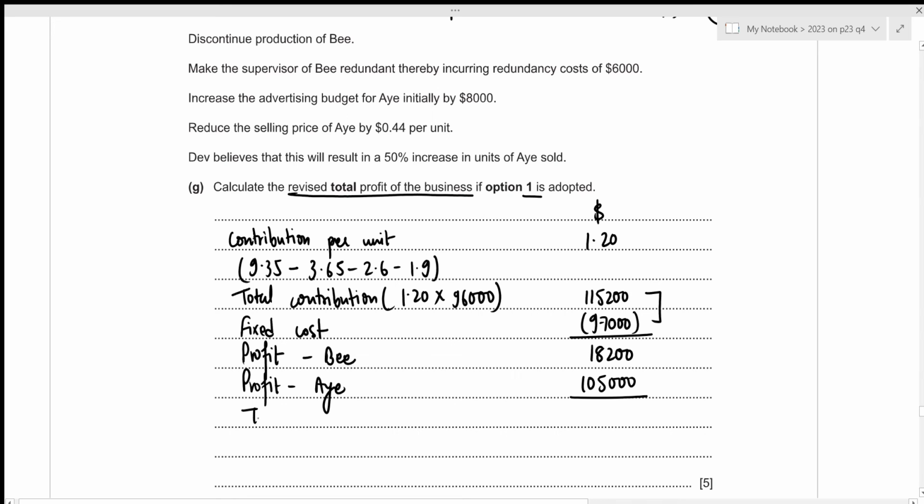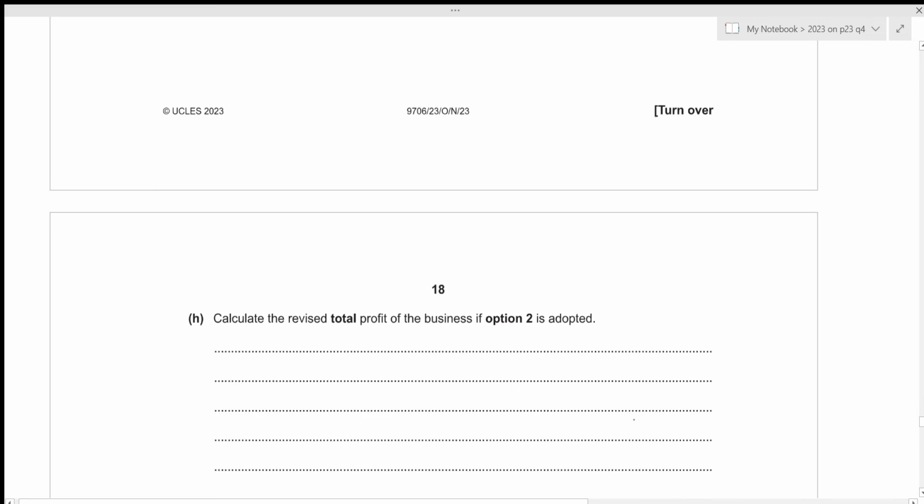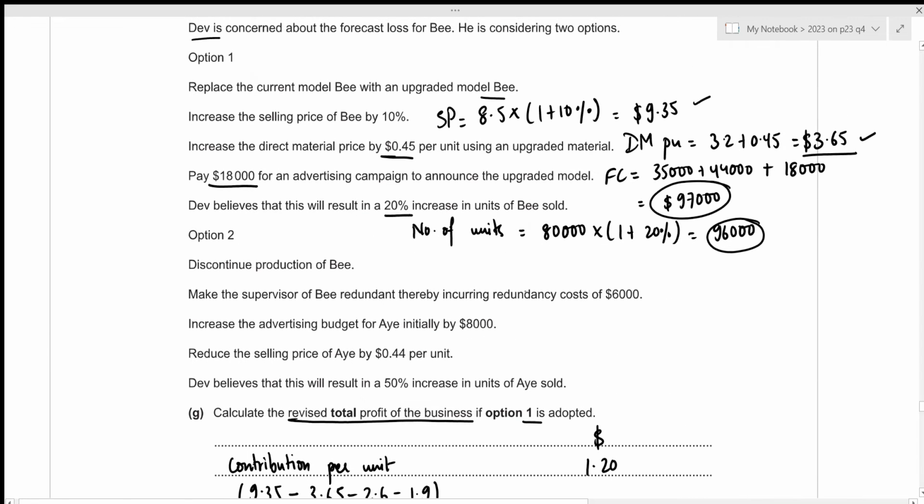This will give the total profit to be 18,200 plus 105,000, which results in 123,200. Now for the next part, we need to repeat the same process with option 2. Let's have a look at our option 2.